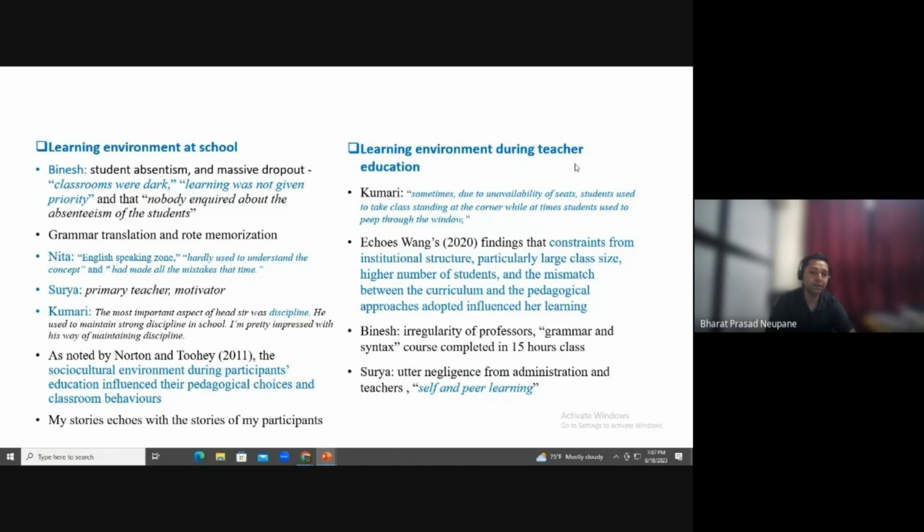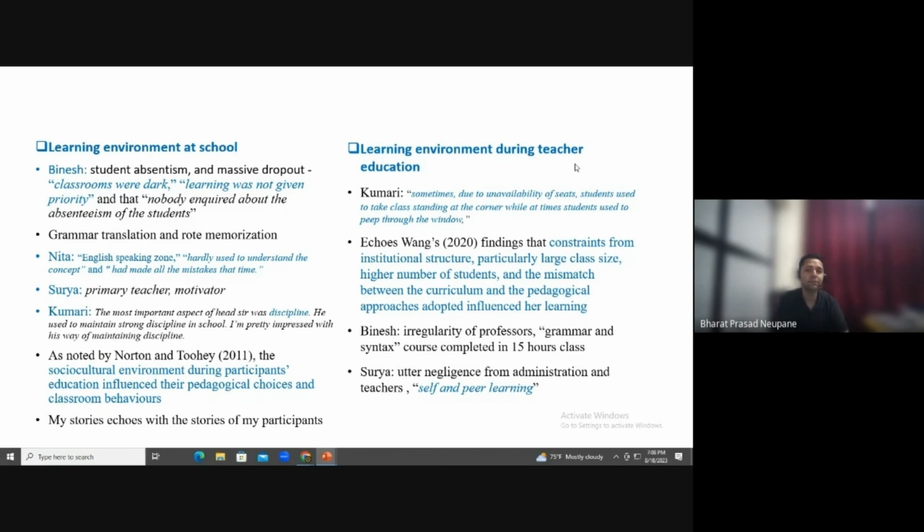Classrooms were dark, learning was not given priority, and nobody inquired about the absenteeism of the students. That was the environment, and that negatively influenced the learning of the students, particularly Bines. Grammar translation and rote memorization were heavily used, right? But in the case of Nita, when she was learning in one of the private schools in Kathmandu, the school was declared an English speaking zone, but as she didn't have good language competence, language proficiency, she hardly used to understand the concepts, and she made all the mistakes in the initial days of her learning.